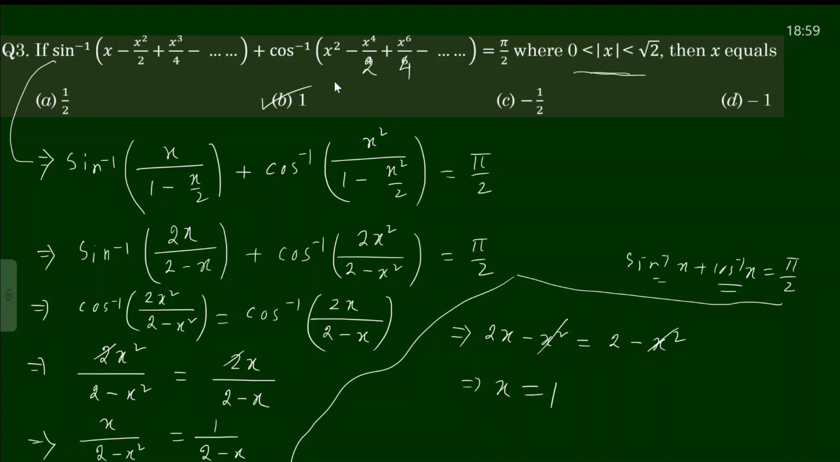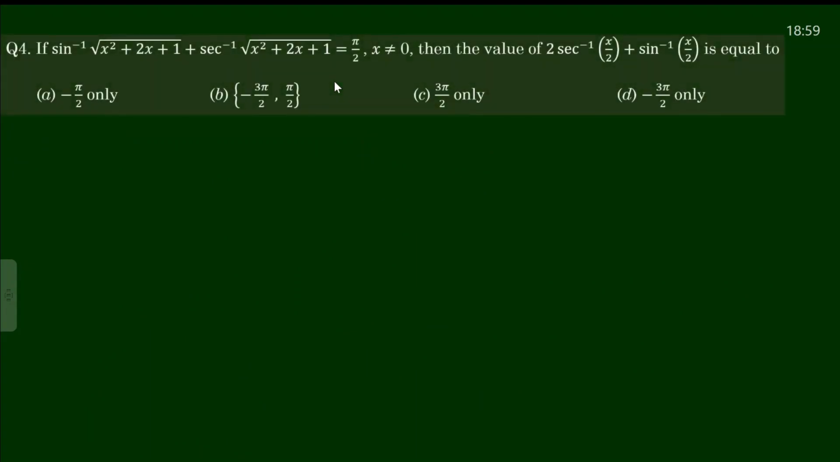So let me take the next question. This is our next question. Sine inverse of this plus sec inverse of this is equal to pi by 2. Then the value of this. So first of all, we try to find the value of x from here.